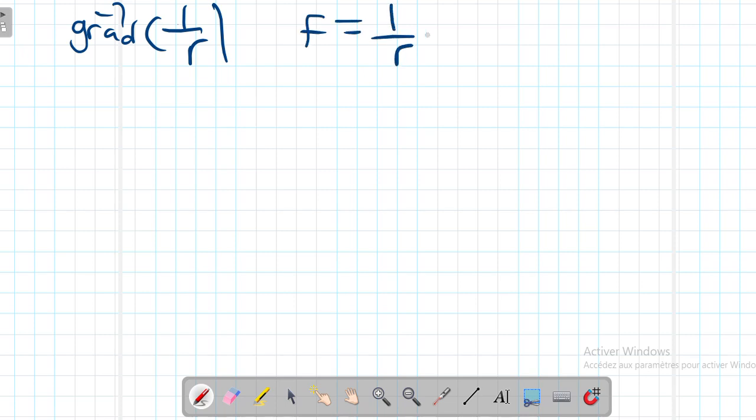Use nabla. Okay, I'll give an example. For example, we've been asked to find the gradient of 1 over r. So therefore we will say our function is 1 over r.